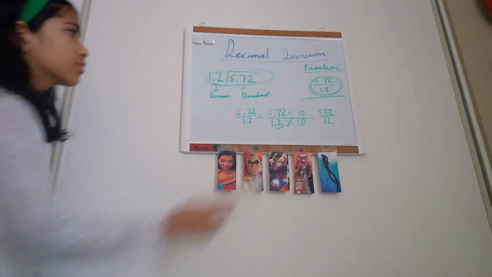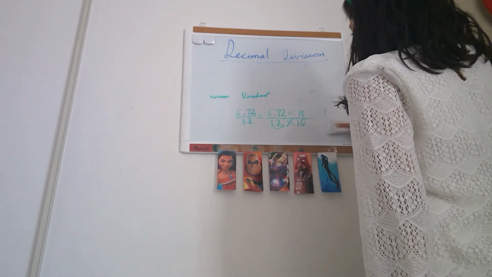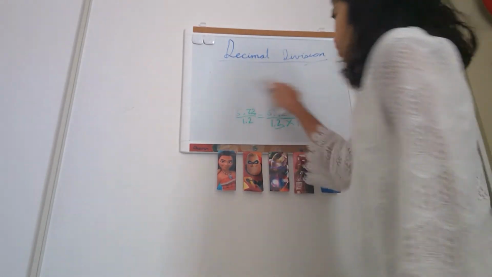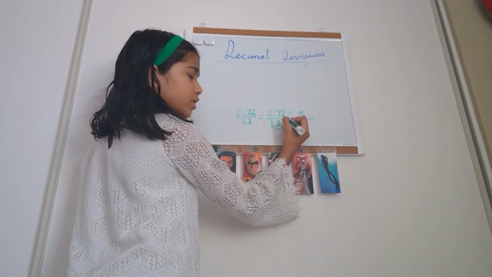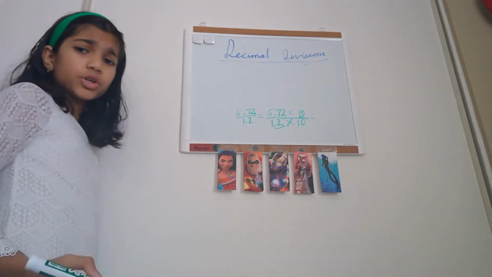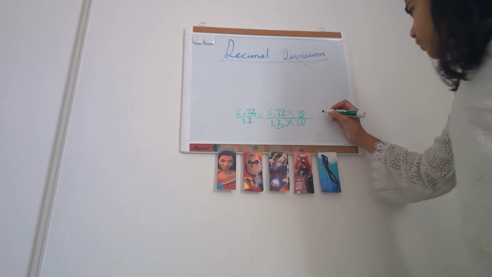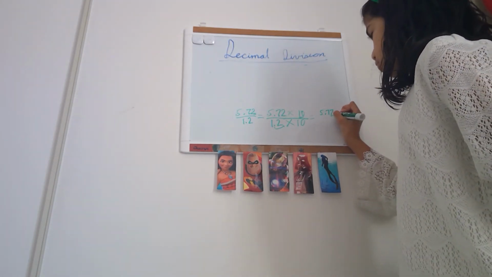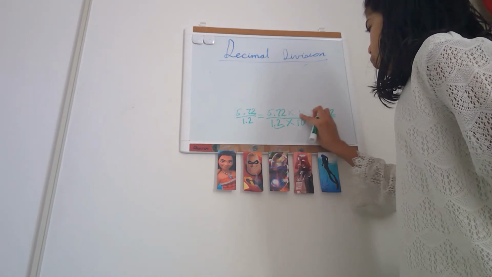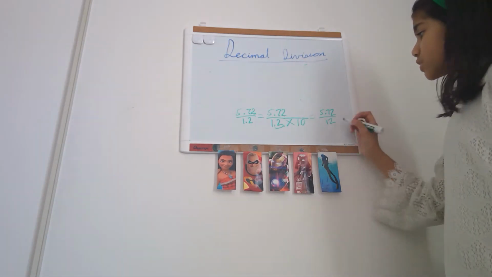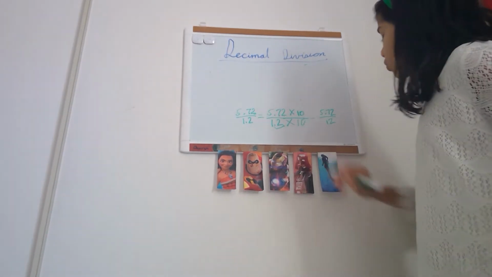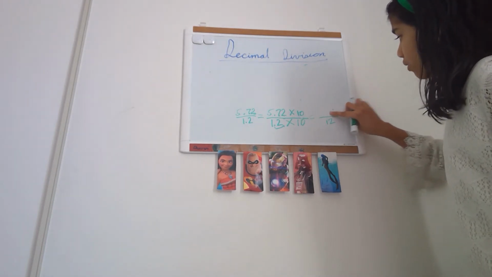Okay. Now, if you didn't multiply 5.72 by 10, then this is what your answer would be: 5.72 by 12. Now that's not equal, right? So that's why we're multiplying it by 10. That way both the numbers are equal and they're going to be easy to divide.